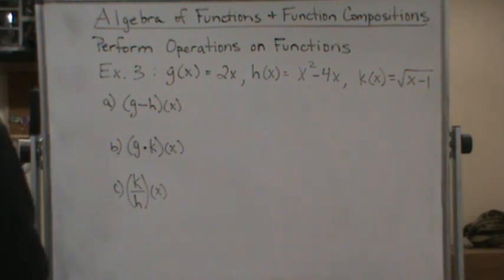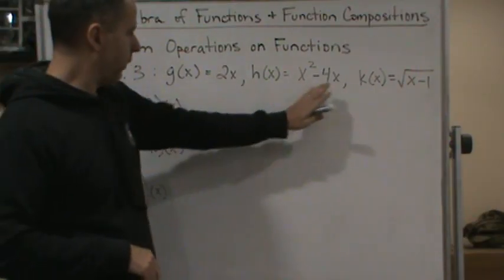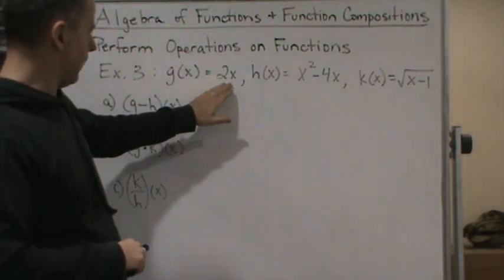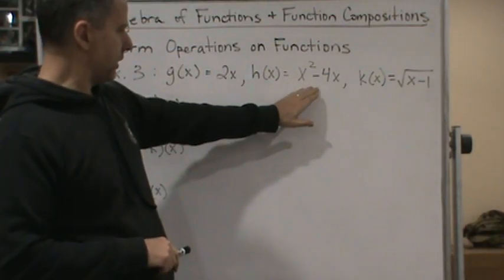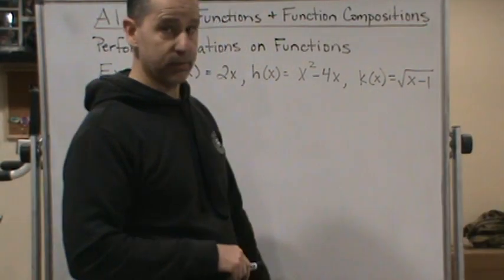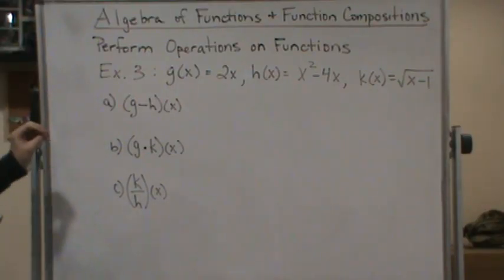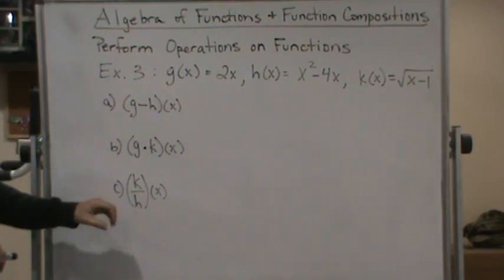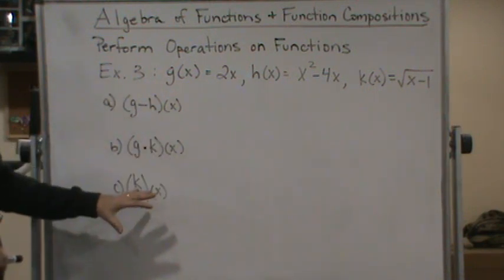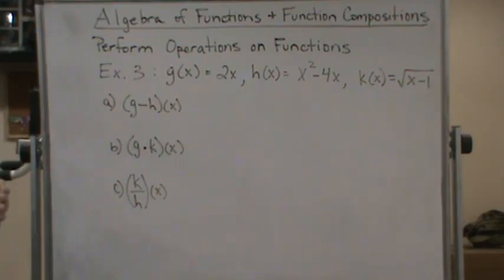All right, now we're going to do another example, and this one's going to involve finding the domain of a function like these. So here we have our three functions: g of x is equal to 2x, h of x is equal to x squared minus 4x, k of x is equal to the square root of x minus 1. And what we're going to do is perform these operations, and then we're also going to give the domain.